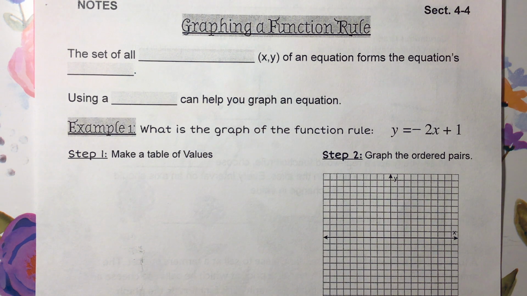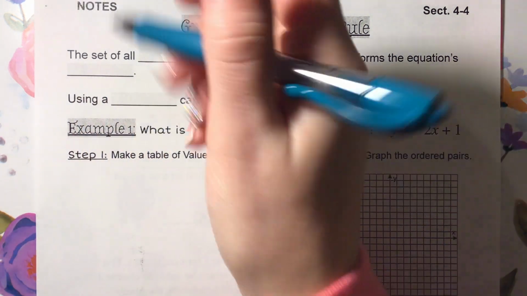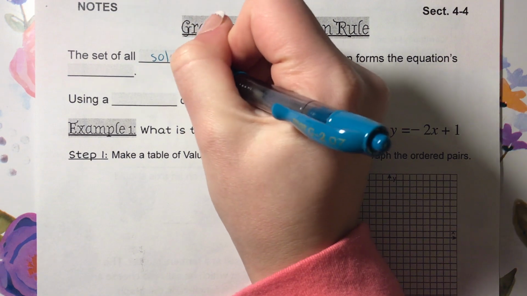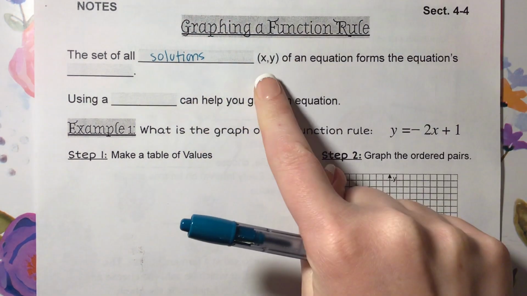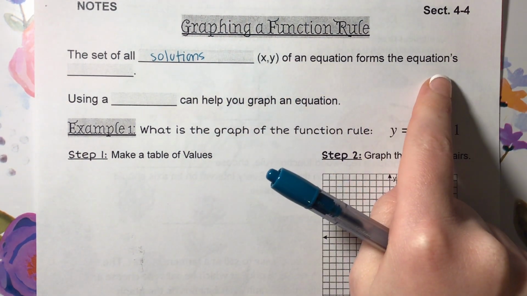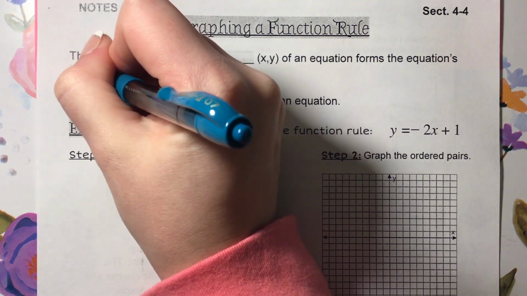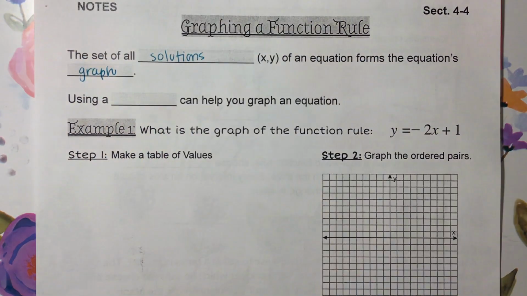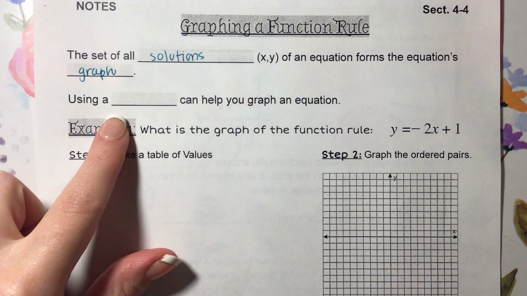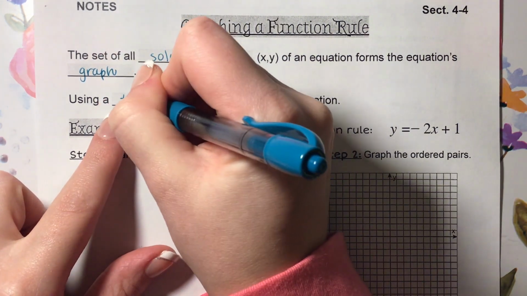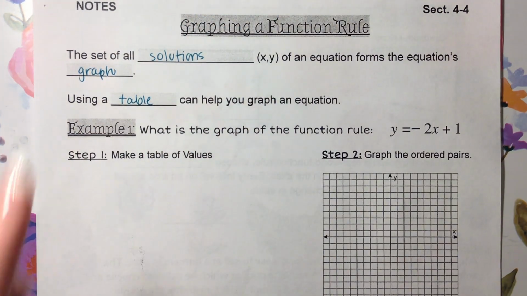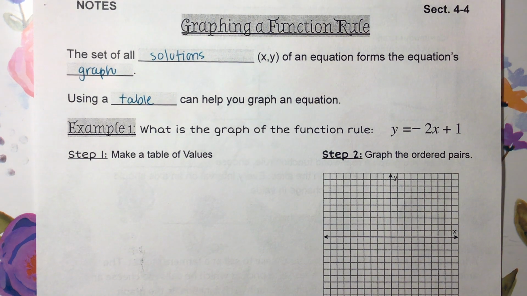and we would like to be able to have a strategy for graphing when we have an equation. So first off, we have a little bit of vocabulary: the set of all solutions (x, y) of an equation forms the equation's graph. And using a table can help you graph an equation. So that's what we're going to do today.